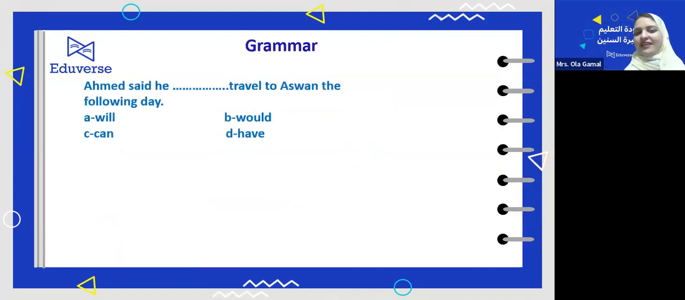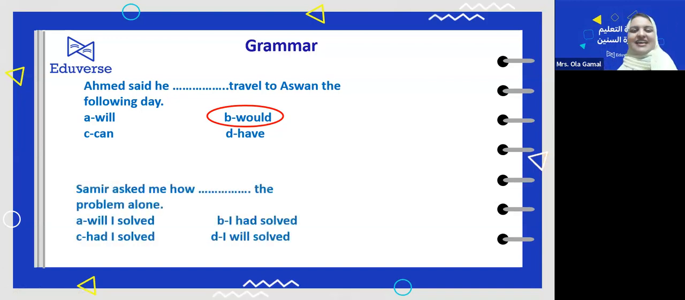Now, Ahmed said he was traveled to Aswan the following day. He will or would or can or have? Try to guess here. It's a kind of reported speech here for the grammar. So which answer is going to be correct? It's would, of course, because you have the speech verb, which is said, in the past, so you have to change the tense here in the sentence, so it's going to be would. As I said before, we change will to would. You understood? Excellent. Samir asked me how, what, problem alone.